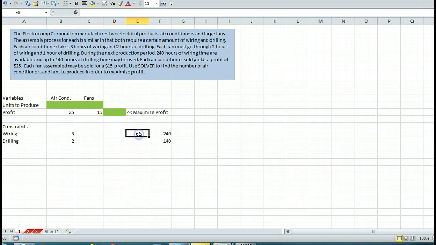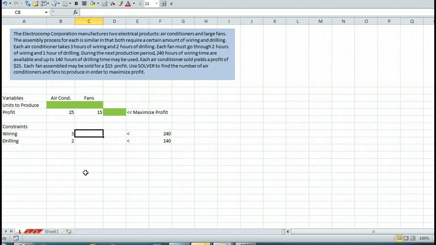Now what we have to tell Solver is that the total hours of wiring must be less than 240 because that's what we've got. The total hours of drilling has to be less than 140 because that's all we've got available for drilling. So I'm going to go ahead and finish this one up. I won't totally finish it because you've got to fill in the top.